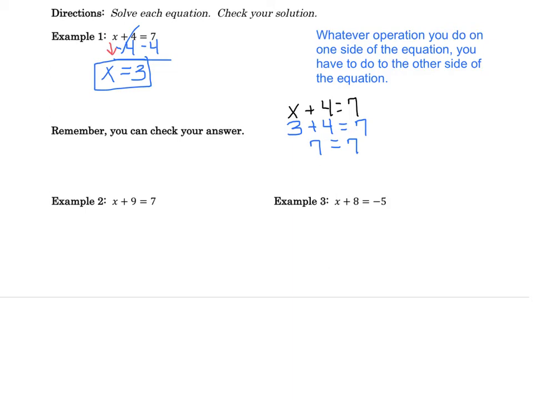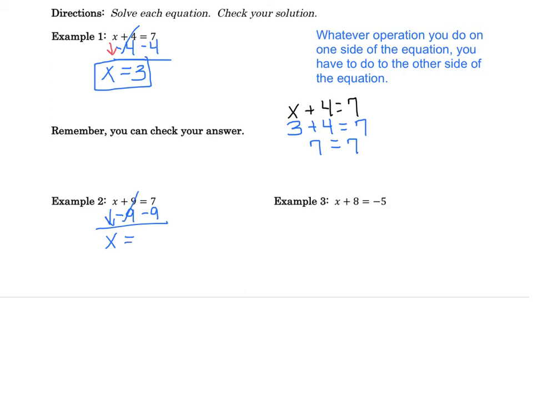Let's look at example 2. x plus 9 equals 7. So you want to get rid of the adding 9, and we're going to undo that by subtracting 9 from both sides. Whatever you do to one side, you have to do to the other. You're going to bring down your x. The 9s are going to cancel because it equals 0. Bring down your equal sign.